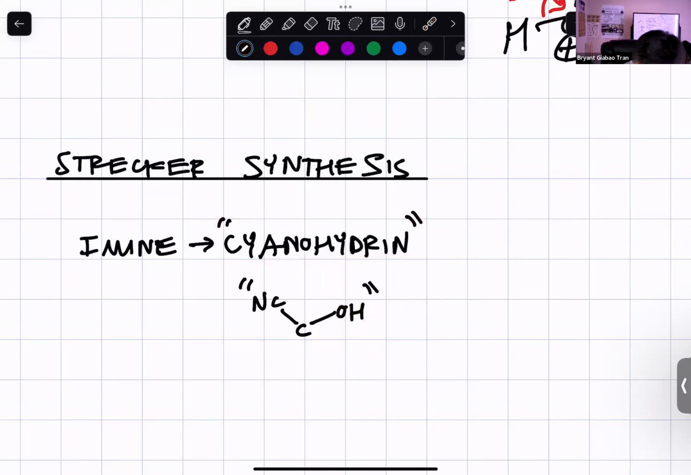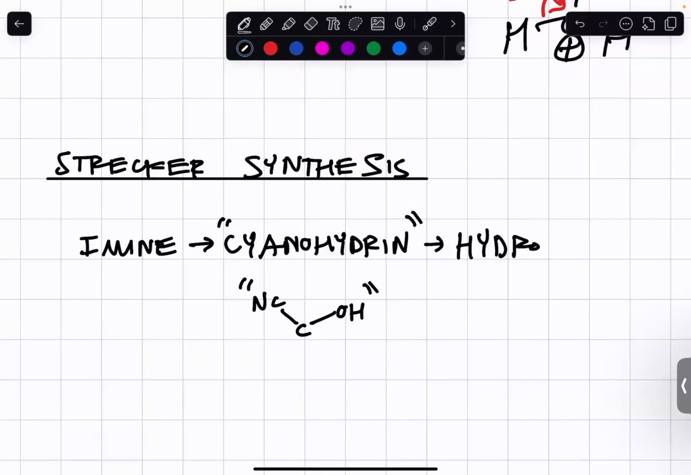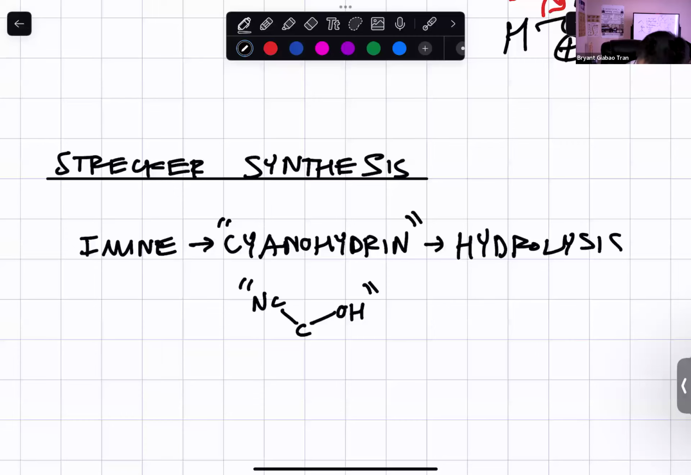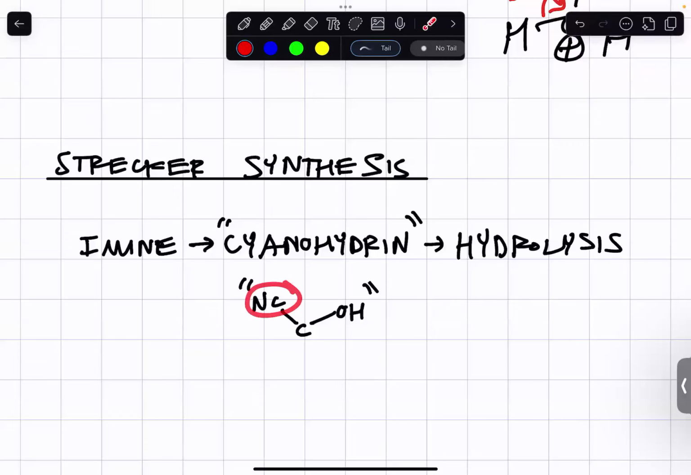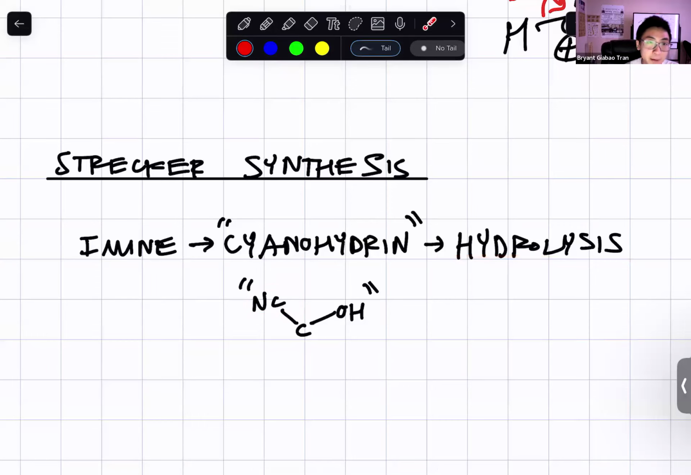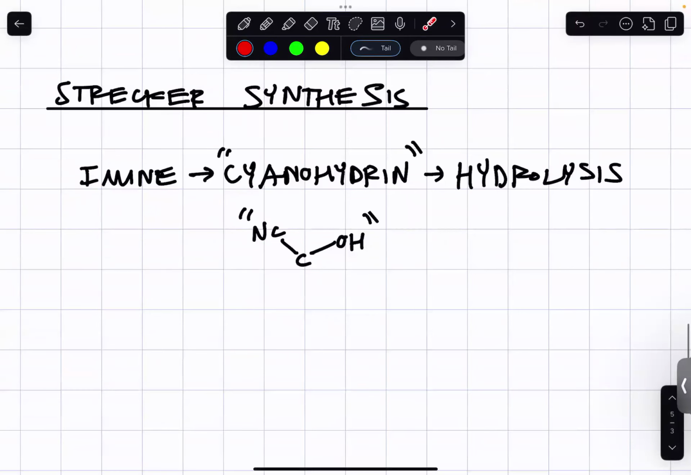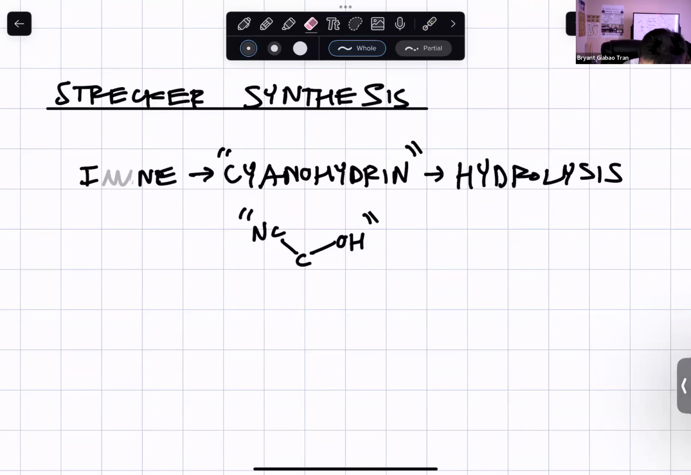And then we're going to hydrolyze. We're going to do hydrolysis to hydrolyze the nitrile into the carboxylic acid, like we said earlier. Nitrile is one of the derivatives, the cousins, that when we do hydrolysis, we convert back into the parent functional group, the carboxylic acid. So an example of Strecker synthesis to form an amino acid is something like this.